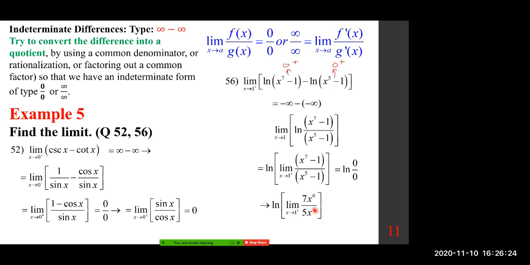Plug in, it happened to work out because this gives you 7, this gives you 5, so it's ln of 7/5, and you can leave it like that, or you can say it's ln of 7 minus ln of 5. It doesn't matter, it's an exact answer. You don't want to write the approximation for that.